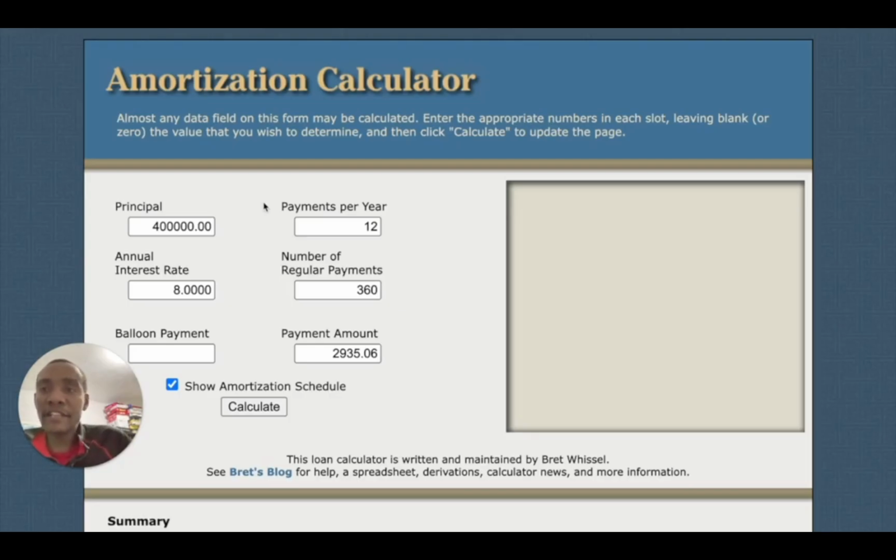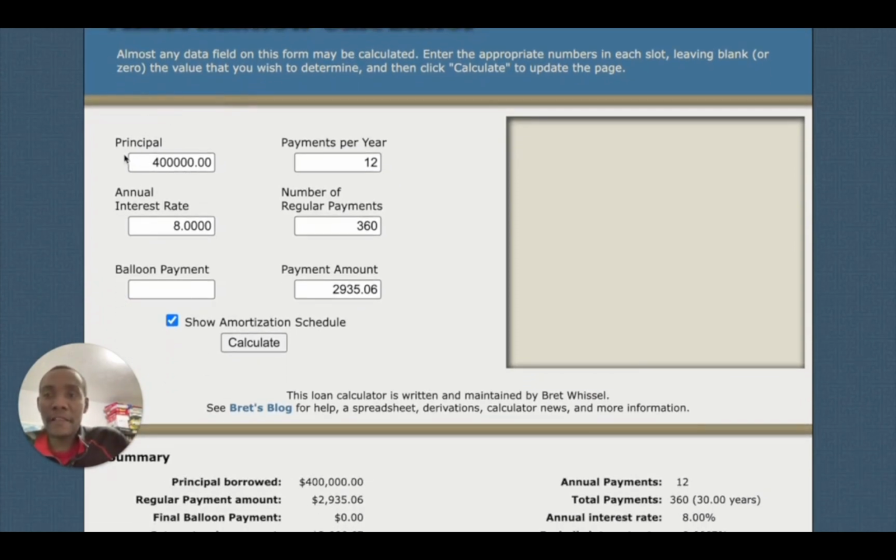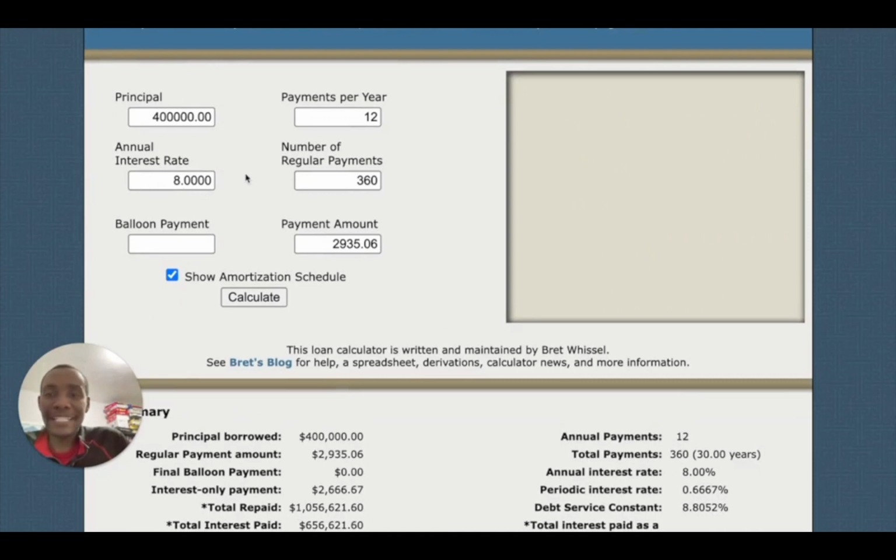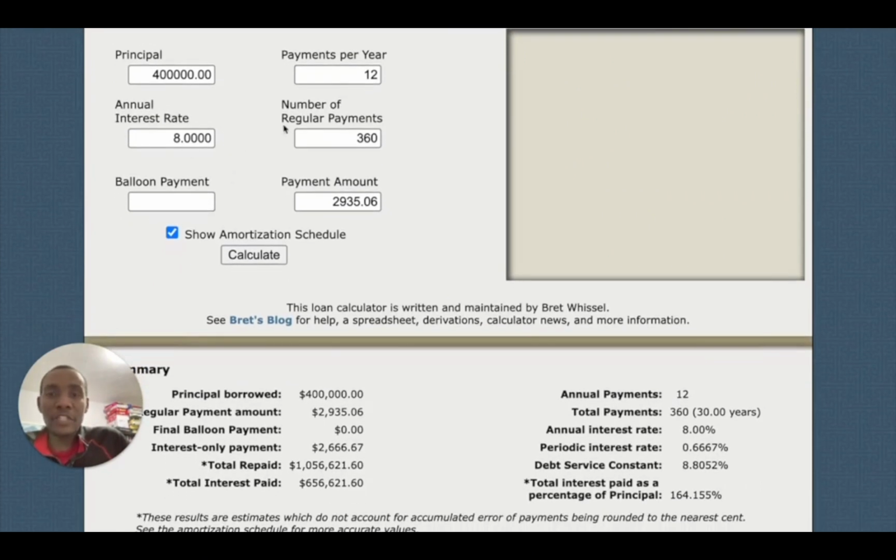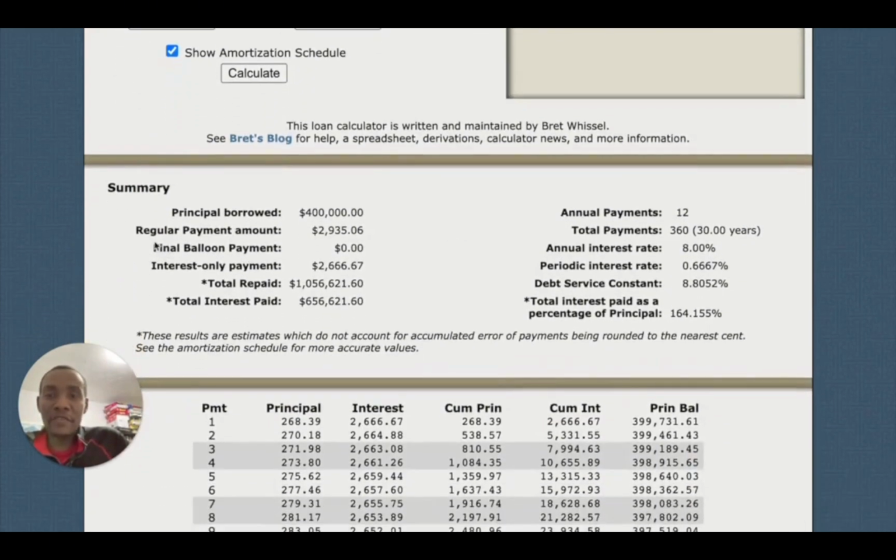Now, if we go to brettwhistle.net, that's brettwhistle.net, it will give us an amortization calculator. This is the tool I'll be using to teach how principal payments work on a mortgage. If we look here, I'll be using the example of a $400,000 mortgage at an 8% interest rate. If you put in all your information here and hit calculate, it will give you a summary.